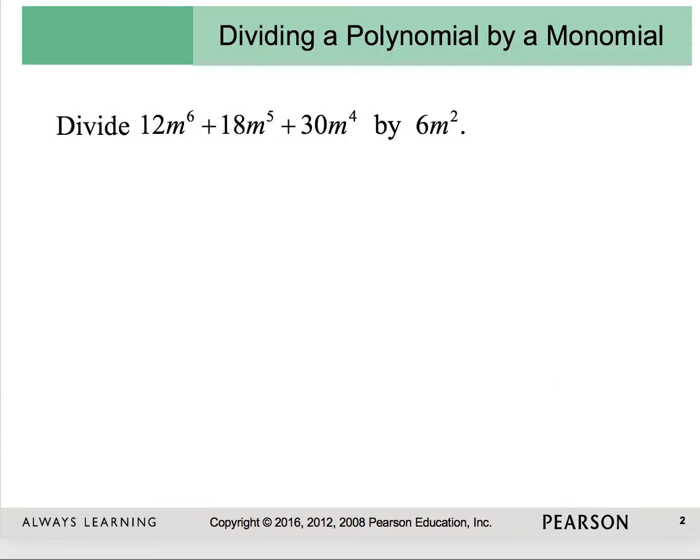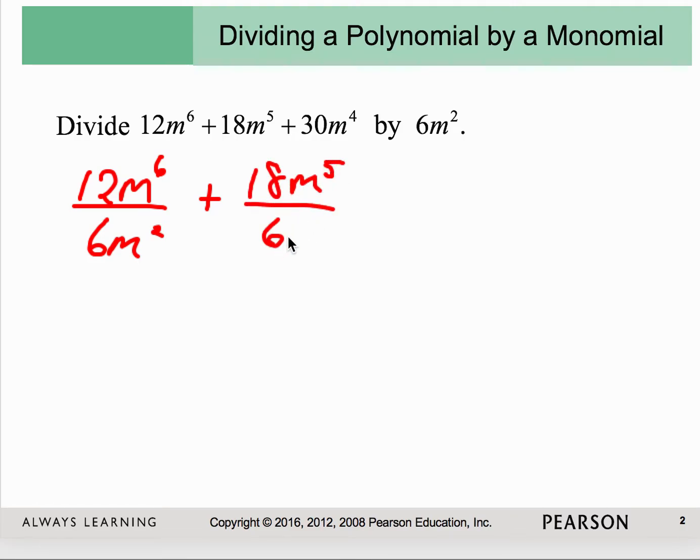So let's look at one. Okay, divide this trinomial by this monomial. Because it's being divided by a monomial, I can just divide each term by that monomial. Just like when we multiplied each term by that monomial, now we're going to divide each term by that monomial.